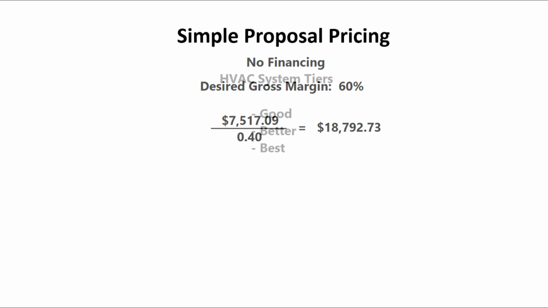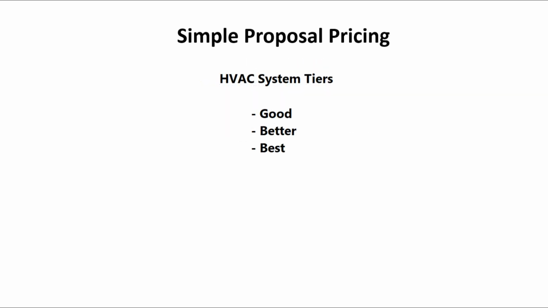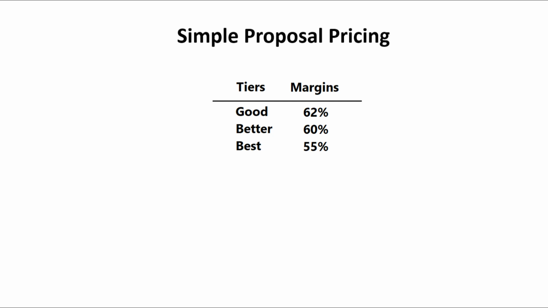Now, here's how the margins work. This contractor has 3 tiers of equipment. He calls them good, better, and best. You can have as many or as few tiers as you wish, and you can call them whatever you want. Each tier has its own gross margin associated with it. This contractor is looking for higher margins with his lower-end systems and lower margins for his higher-end systems. His setup looks like this.